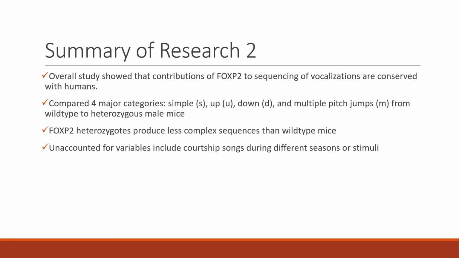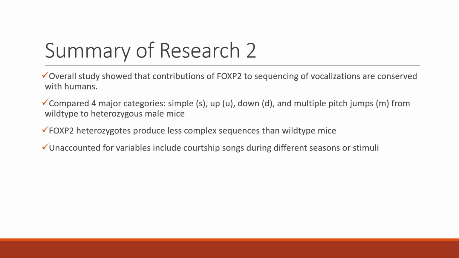So in summary, the results showed that contributions of foxp2 to sequencing of vocalizations are conserved with humans, and they compared 4 major categories in this study for the acoustics: simple, up, down, and multiple pitch jumps, from wild-type to heterozygous male mice. The foxp2 heterozygotes produced less complex sequences than wild-type mice. Also, there were a lot of unaccounted variables, including different courtship songs during different seasons, or other unmeasured stimuli or variables.